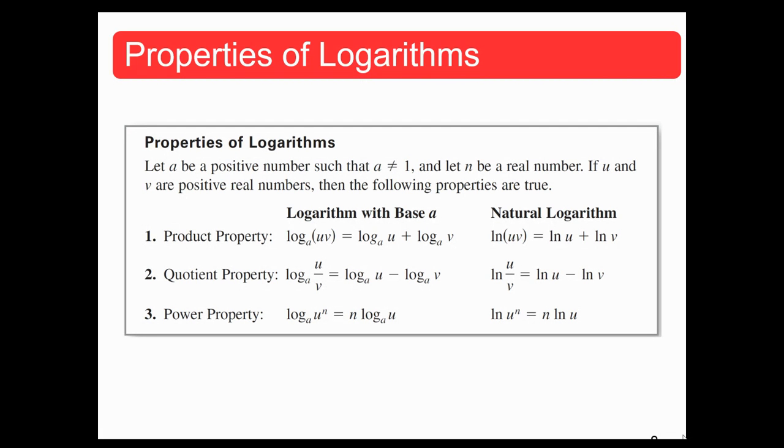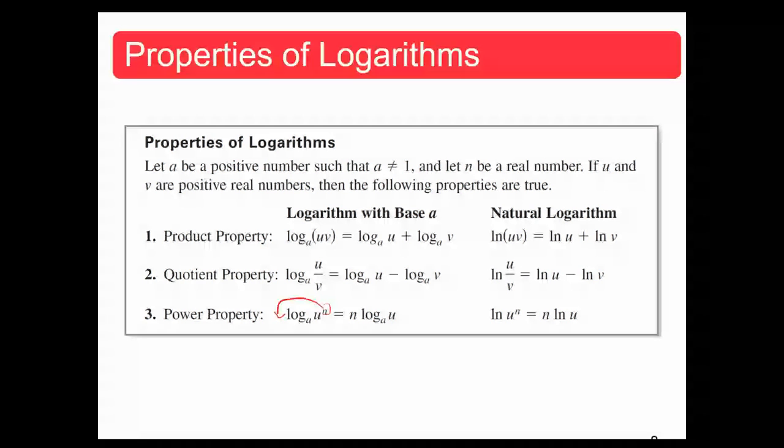So when you have log base a of u times v, you can rewrite this as log base a of u plus log base a of v. And the same can be said of the natural log. When you are doing the quotient property, we're talking about division, it's the same as saying log base a of u minus log base a of v. And then the power property, literally you take this n and you take it to the front. So it becomes n log base a of u.